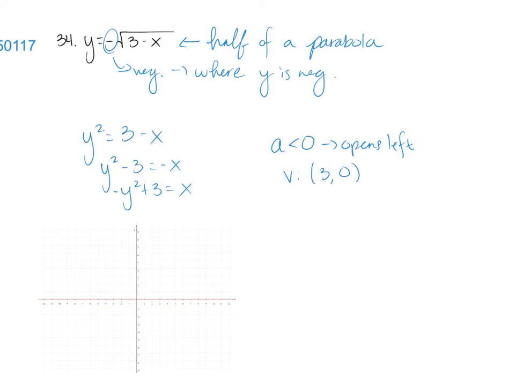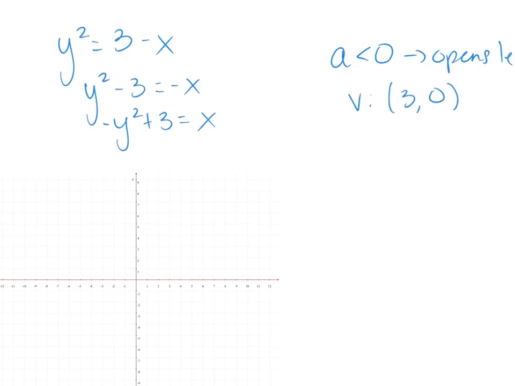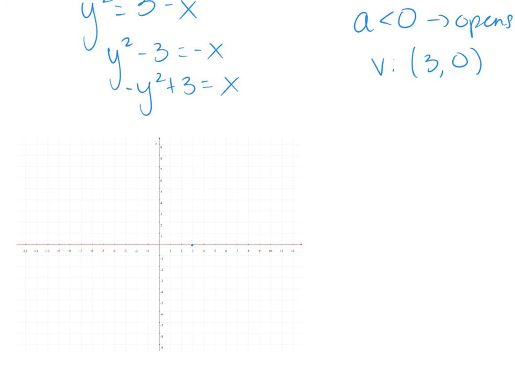So we're going to plot this. 3, 0. It opens left, and then we want to be negative for the y. So that means we're going to be below the x-axis, not above. Okay, so like so. And that's our equation.